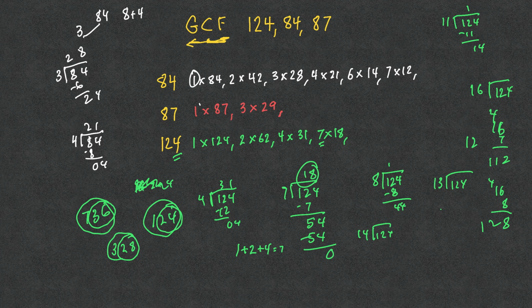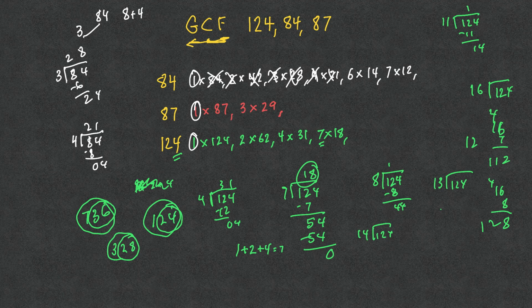Well, this one's got a 1, this one's got a 1, that's got a 1. What about an 84? Do they all have 84s? No. What about 2s? No. What about 42s? Nope, they don't. What about 3s? Oh, here's a 3. There's not a 3 on the other one, though, so get rid of that. What about 28? Nope. What about 4s? Nope. Just one of them has a 4, so it doesn't count. About 21s? Nope.